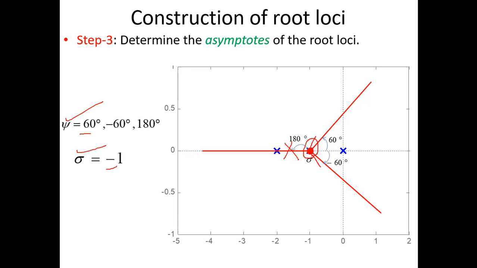criteria is satisfied. So this part will not be a part of the root locus. Roots will not be coming over here, because this part does not satisfy the angle criteria. So the roots will be moving along this path, from this path towards this path.